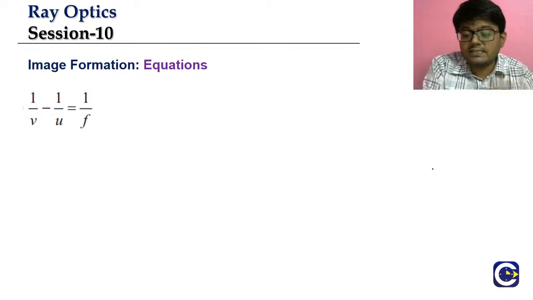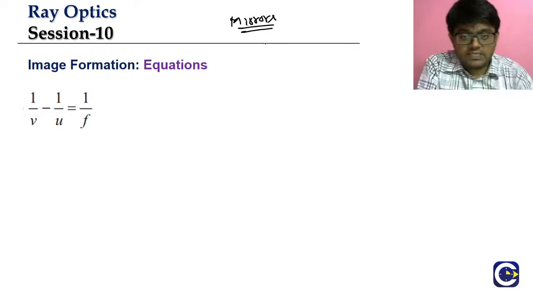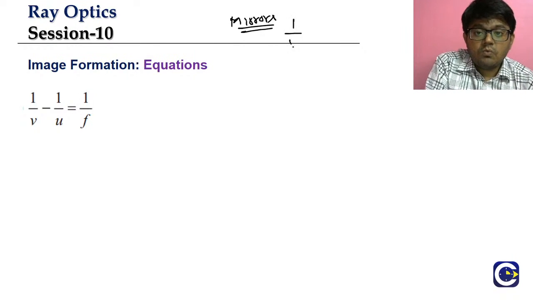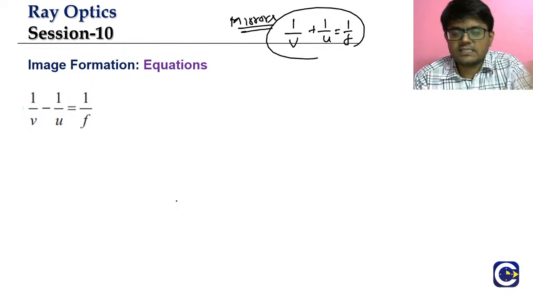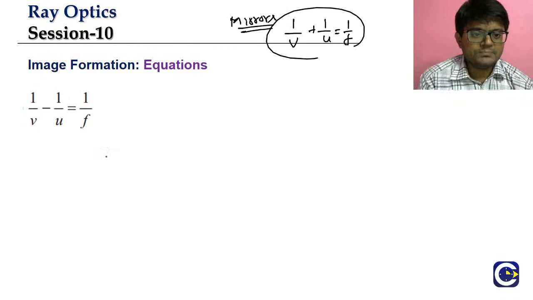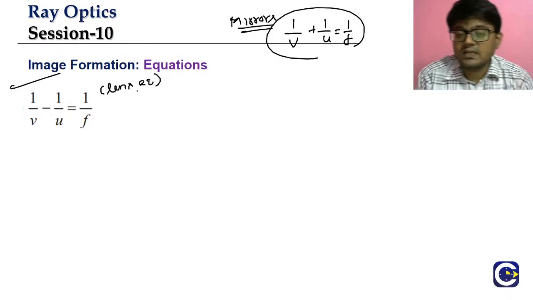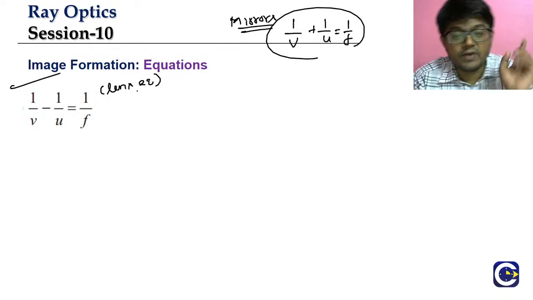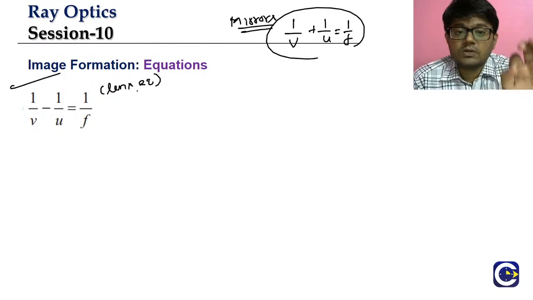So in the equation approach, in case of the mirrors, we have the mirror equation. What is the mirror equation? 1 by V plus 1 by U is equal to 1 by F. In this we are going with the usual notation. V means image distance, U means object distance, F is the focal length. So we'll get a plus. In case of the lens, this is the lens equation: 1 by V minus 1 by U is equal to 1 by F.